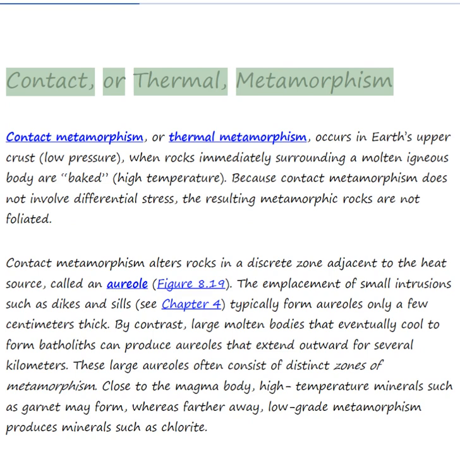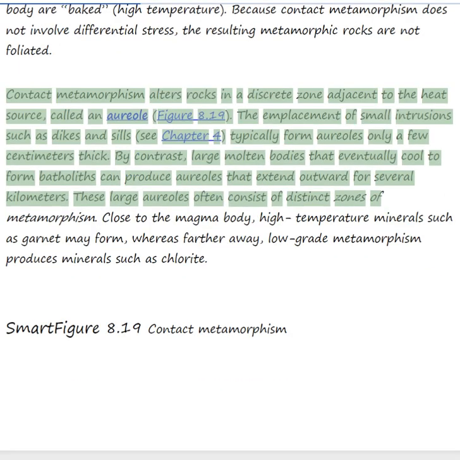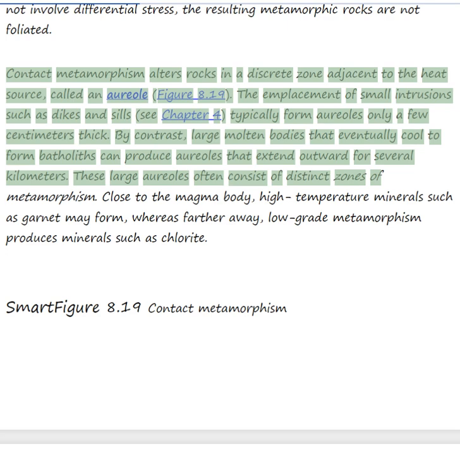Contact, or thermal, metamorphism. Contact metamorphism, or thermal metamorphism, occurs in Earth's upper crust, when rocks immediately surrounding a molten igneous body are baked. Because contact metamorphism does not involve differential stress, the resulting metamorphic rocks are not foliated. Contact metamorphism alters rocks in a discrete zone adjacent to the heat source, called an aureole. The emplacement of small intrusions such as dikes and sills typically form aureoles only a few centimeters thick. By contrast, large molten bodies that eventually cool to form batholiths can produce aureoles that extend outward for several kilometers.